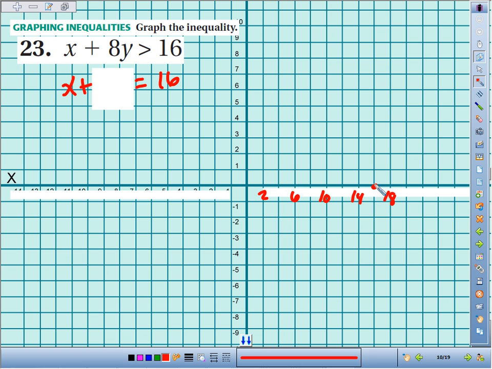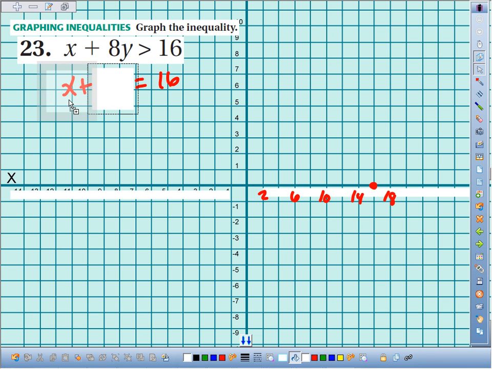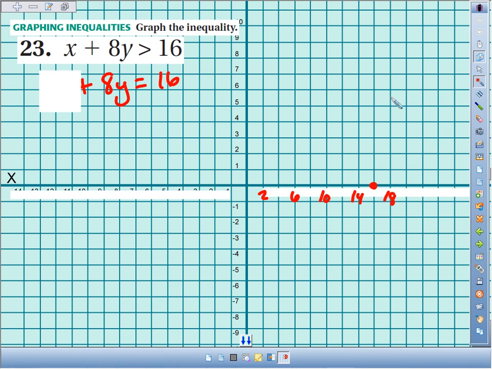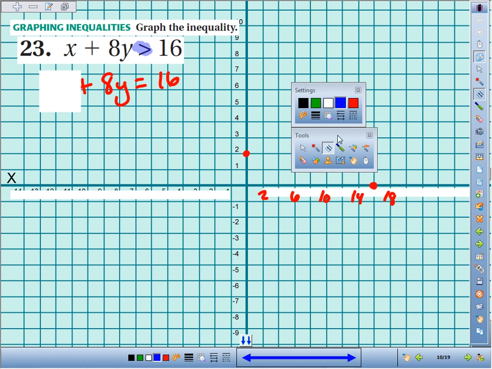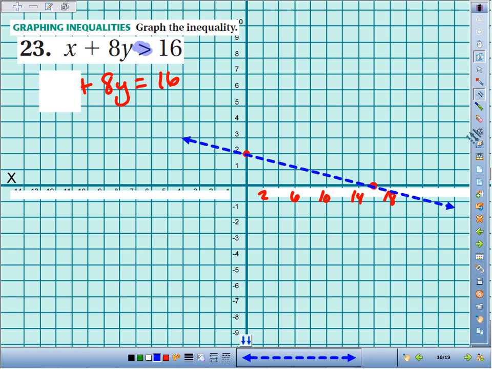My x-intercept was 16. Now I want my y-intercept, so I make x 0. 8 times 2 is 16, so my y-intercept is 2. And then I just play connect the dots. The inequality symbol, since it's just greater than and it cannot be equal to, we would use a dashed line to symbolize that. And then we test a point to determine where to shade.